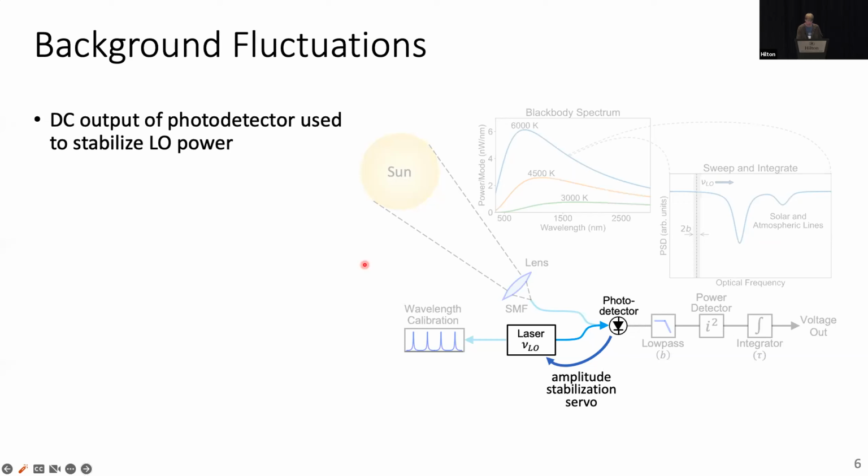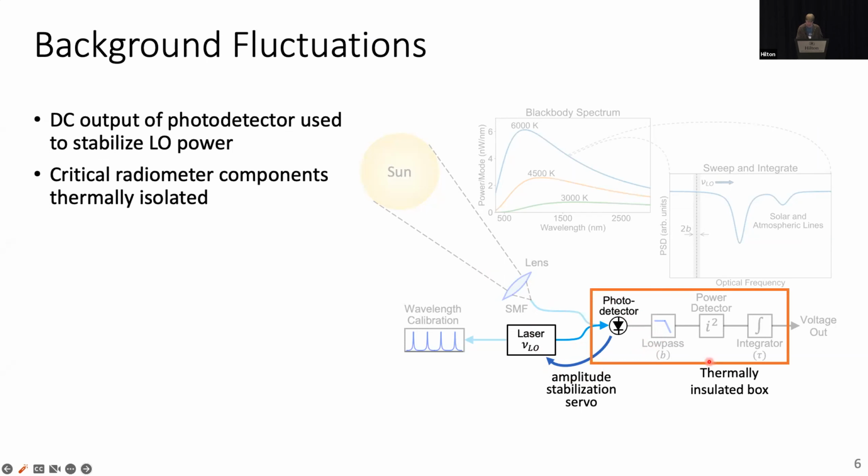Since we are in a sweeping configuration, only one point is being measured in the spectrum at any one time. We must be careful about slow amplitude fluctuations that could manifest as apparent frequency shifts. To mitigate this, we servo the power of the local oscillator to stabilize the DC output of the photodetector, controlling both the background level and the effective heterodyne gain.